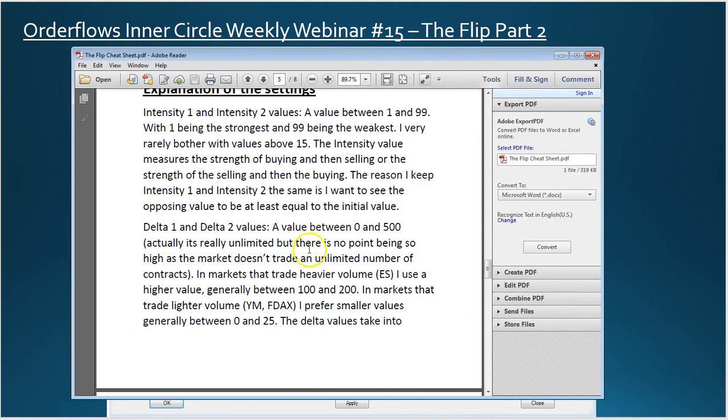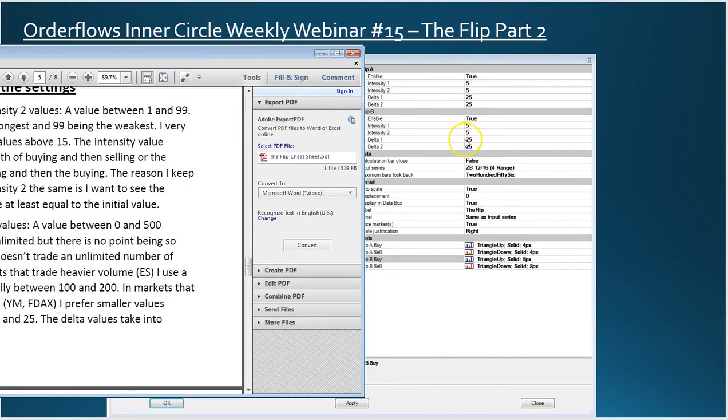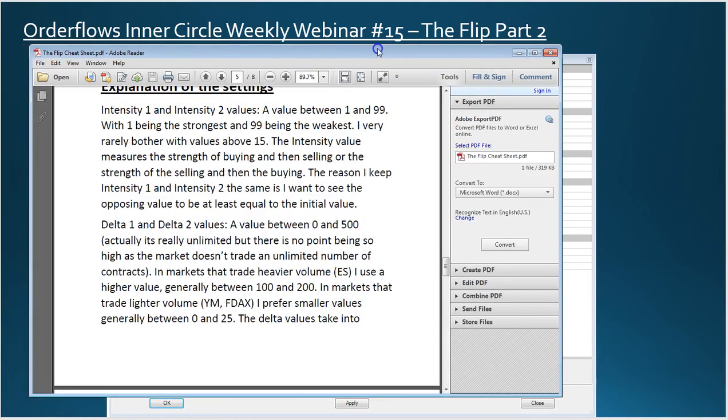It's a value between 0 and anything. I say 500. It's actually unlimited, but there's no point in going as high as 2,000 or 3,000, because very few markets trade that number of contracts, so I can't say it's unlimited. It's open-ended, but the market's not going to trade an unlimited amount of contracts.